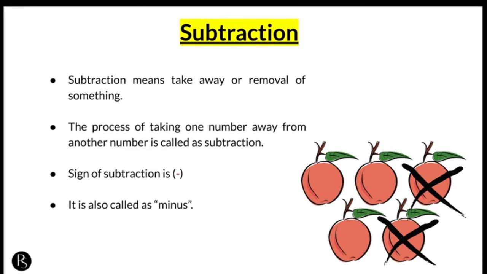Subtraction means take away or removal of something. Let's take an example. Here you can see 5 apples are given. When we remove 2 apples from 5, we are left with 3. So we are subtracting 2 from 5. It is called as subtraction. The process of taking one number away from another number is called as subtraction.